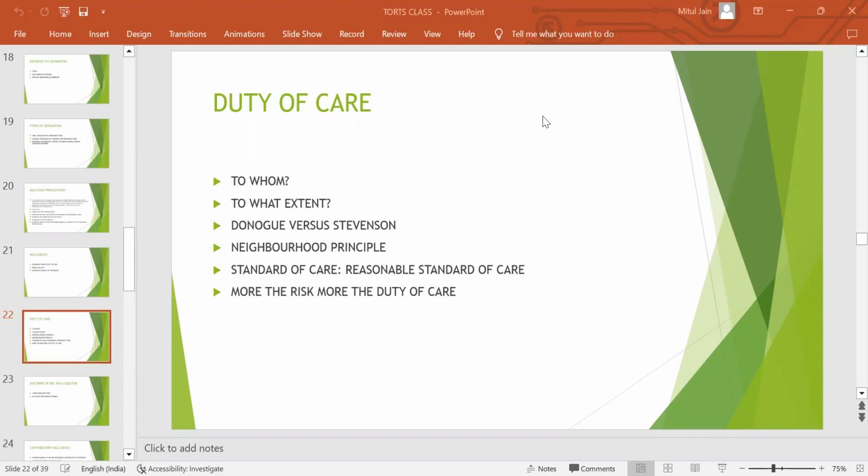The answer is the standard of reasonable care. Now, what is reasonable care? The reasonable standard of care, that is the general standards that you expect. Now, let us understand it from an example of a roadside dhaba versus a 5-star hotel. What is the standard of care? When you are eating at the roadside dhaba, what is your expectation of hygiene? Very low.